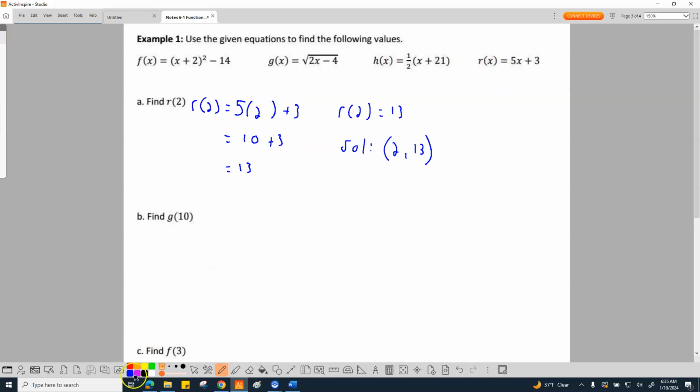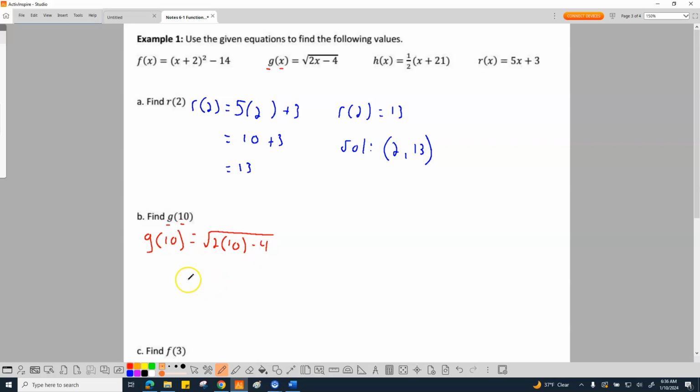So let's go ahead and go to B. I'm going to switch to red ink. B says g of 10, okay? I want this equation right here. That's what I'm trying to work on. So I'm going to plug this in. g of 10 equals, I'm going to keep that square root, 2 times, what am I plugging in, y'all? I'm plugging in my 10 right there, minus 4.